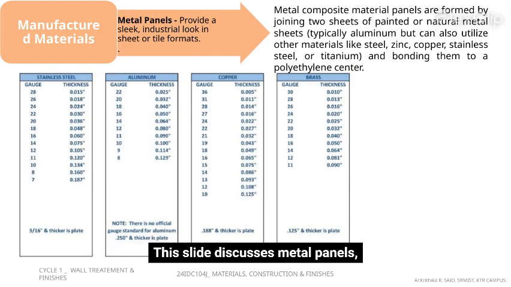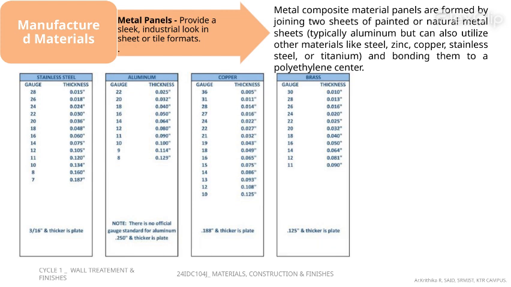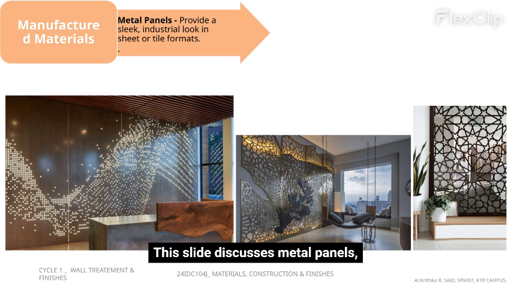This slide discusses metal panels, which provide a sleek, industrial look in sheet or tile formats. Metal composite material panels are formed by joining 2 sheets of painted or natural metal sheets, typically aluminum but can also utilize other materials like steel, zinc, copper, stainless steel, or titanium, and bonding them to a polyethylene center.